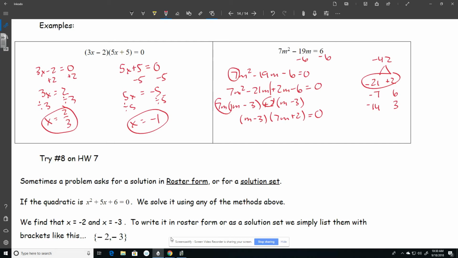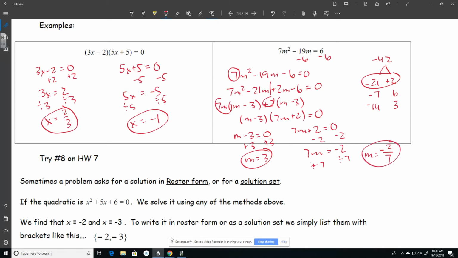Now I can just set each of them equal to 0 to find my solutions. M minus 3 equals 0. I add 3 to both sides. M equals 3. There's one solution. 7m plus 2 equals 0. Minus 2, minus 2. 7m equals negative 2. Divide by 7. Divide by 7. So m is equal to negative 2/7, which is a great answer. I don't want the decimal. That fraction right there is a good answer.